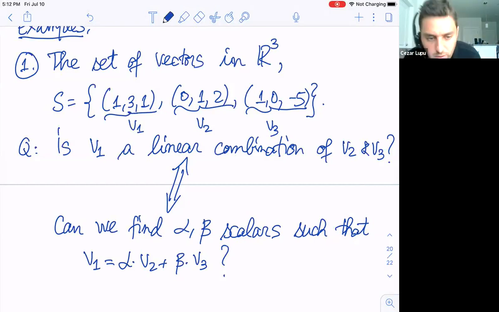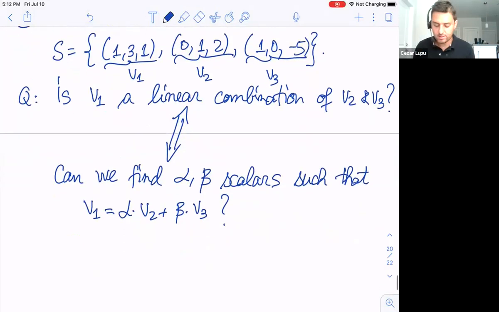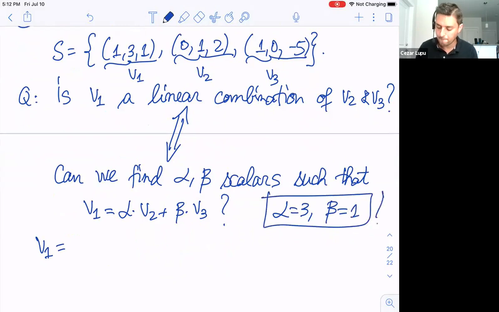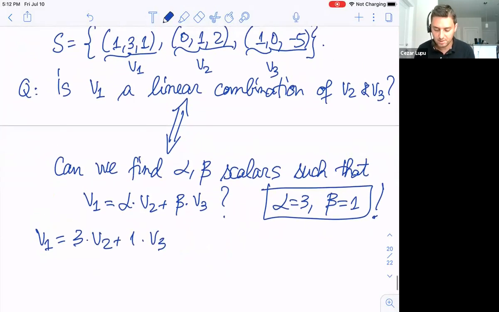Okay. So what do you think? Do you think there exist alpha and beta such that V1 is a combination of V2 and V3? Well, for example, do you think V1 can be written as, if we take alpha to be 3 and beta to be 1, 3 times V2 plus 1 times V3? The only thing you need to do is compute each one of them.